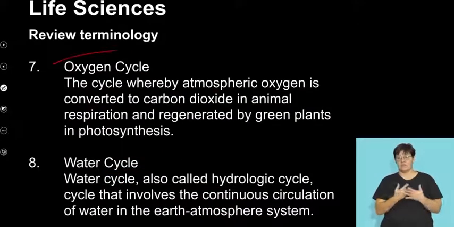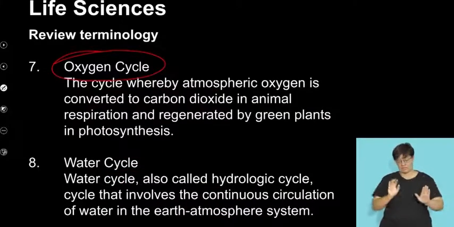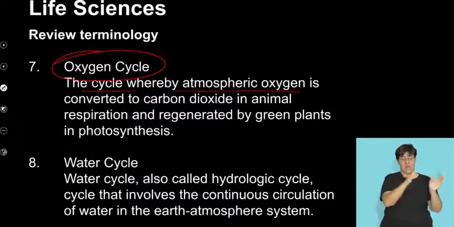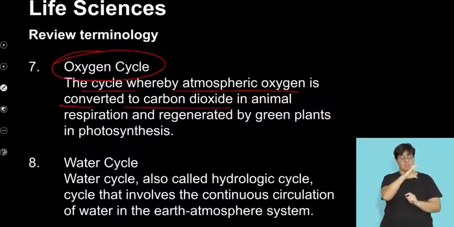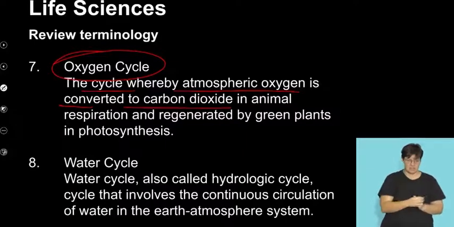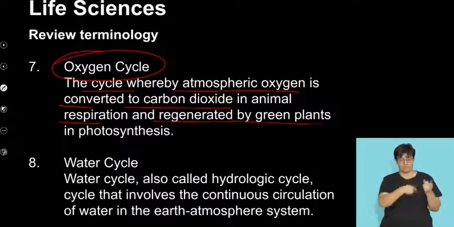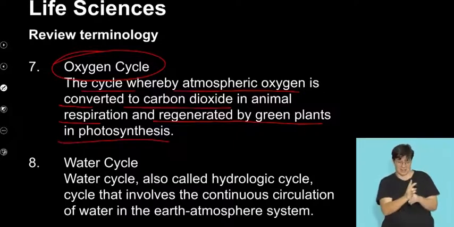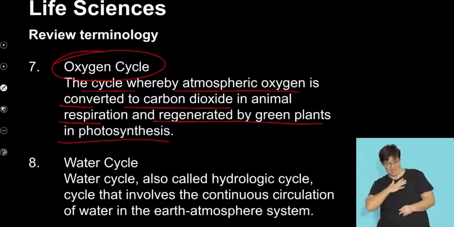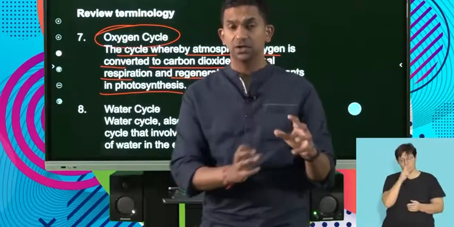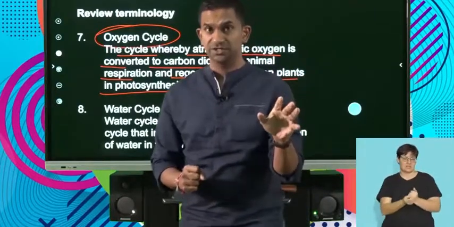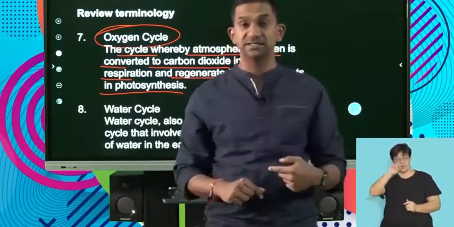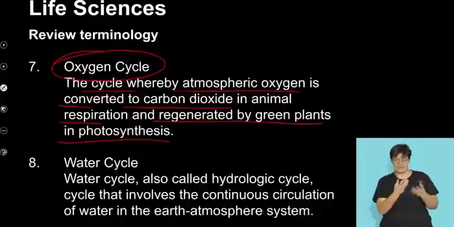As I mentioned in our lesson, we're going to focus on the oxygen cycle. This is the cycle whereby the atmospheric oxygen is converted to carbon dioxide in animals during respiration and regenerated by green plants in photosynthesis. So a major component of this lesson would be the oxygen cycle. And we've got to look at what processes produce the oxygen, what processes use up the oxygen, and how that balance is maintained in the atmosphere.